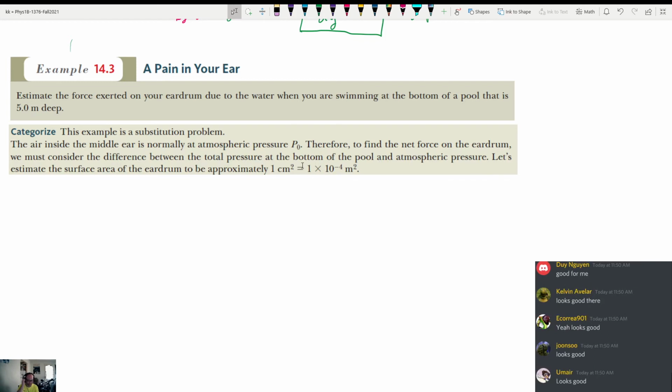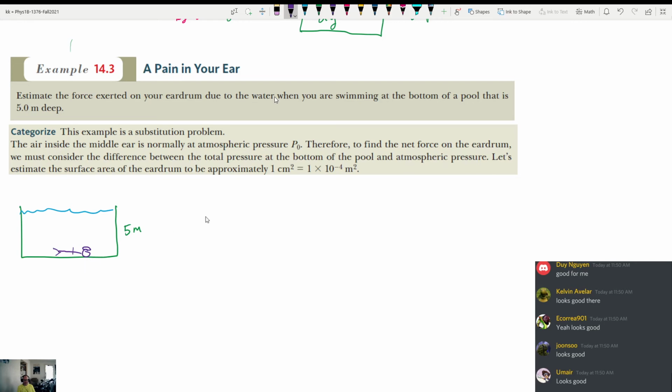All right. So, here's what we want to do. We want to estimate the force exerted on your eardrum due to the water when you are swimming at the bottom of a pool that is 5 meters deep. So you're sitting at the bottom of a pool that is 5 meters deep, so 5 meters right here. And here's the surface of the water. And you are lying down here at the bottom of the pool, or you're swimming somehow at the bottom of the pool. And here's your ear.